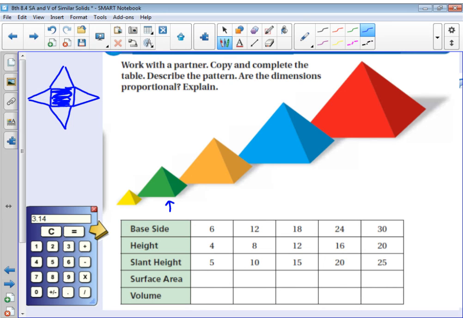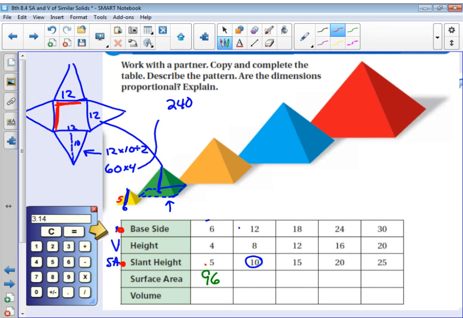Okay, so now I also need this right here, which is 12 by 12. So 12 times 12 gives me 144. So that's the base, and I'm going to add those together. I get 384, and then whatever the dimension is.